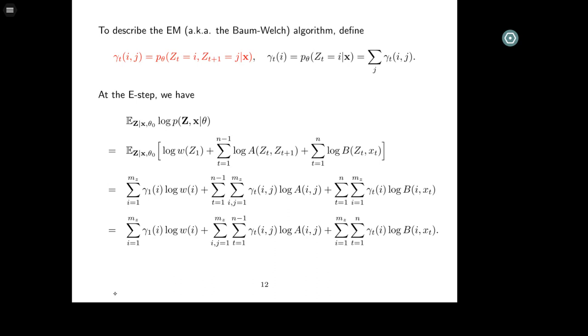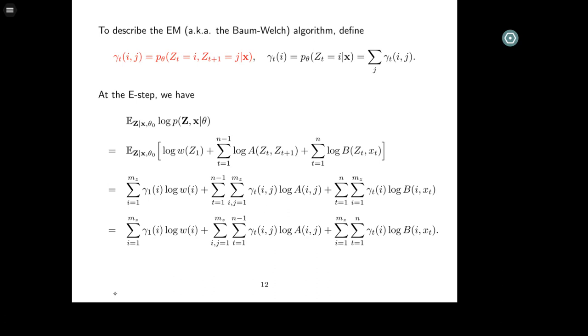Let's take expectation. Well, the first term is the expectation over Z1, okay? And the second is the expectation over Zt and Zt plus 1. And the last one is the expectation over Zt, right? Because all the Z's are discrete, expectation becomes summation. Okay, so we got this. Now for the last equality, I simply switch the order of the two summations, the second summation and last summation. I switch the order, I move the summation over t inside, okay?